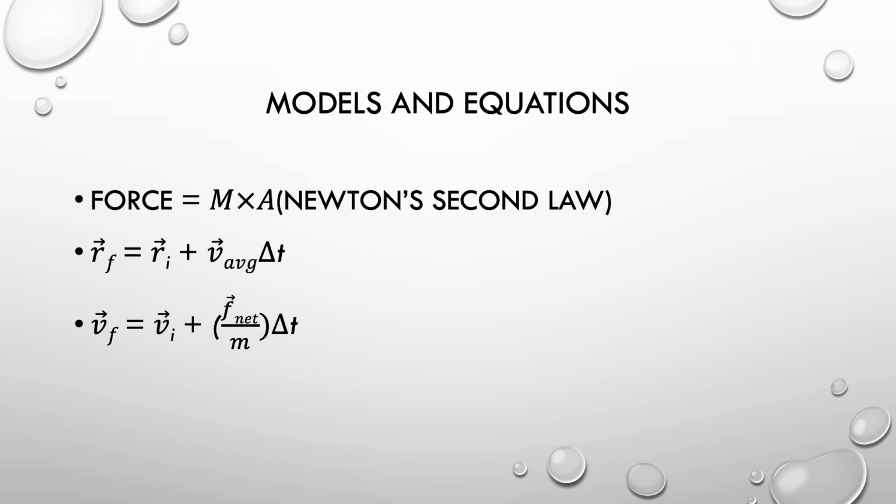We have Newton's second law, which is force equals mass times acceleration, and we know that net force will be zero because of constant velocity, so that means acceleration is zero. And then we have final position equals initial position plus the average velocity times delta t, and then we have final velocity is equal to initial velocity plus net force divided by mass times delta t.